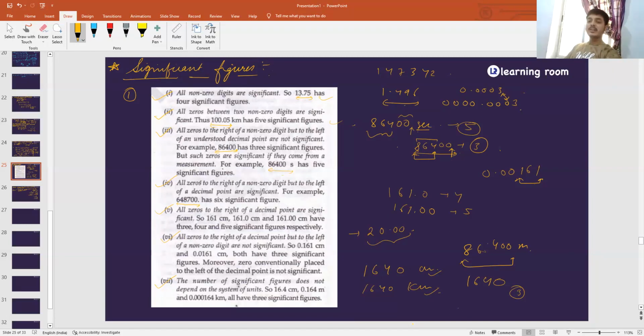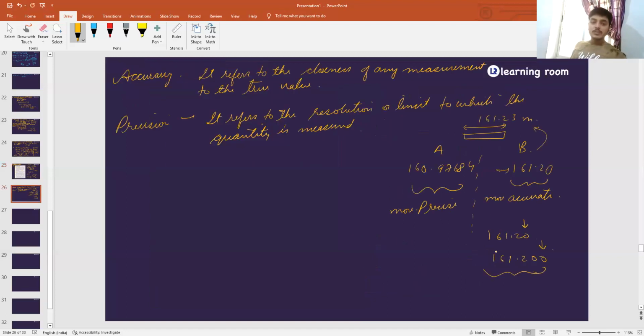Rohit, Ananya, Ritika, Rohit and Chitesh, I want yes sir or no sir from all of you. Yes, sir. Good. So this was accuracy and precision. You can write down the definition, and then we'll move on to the last part of this chapter, that is errors.